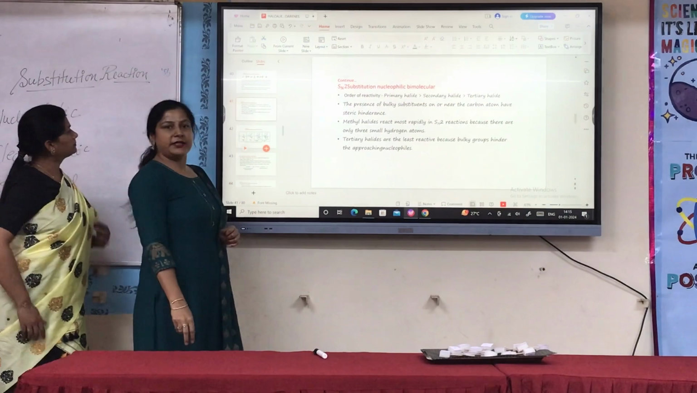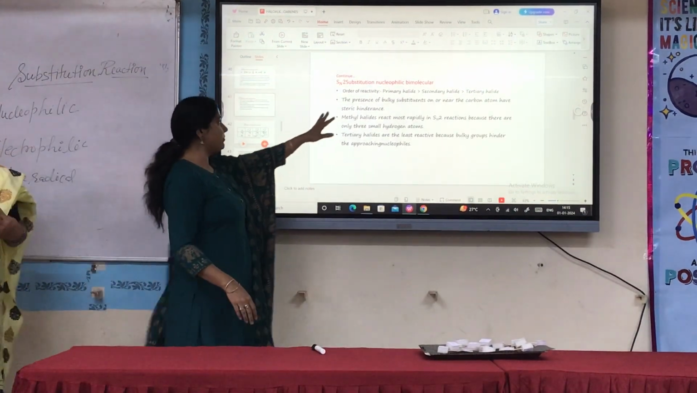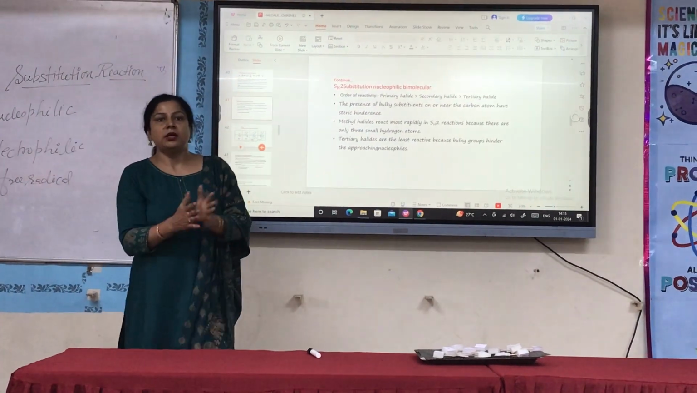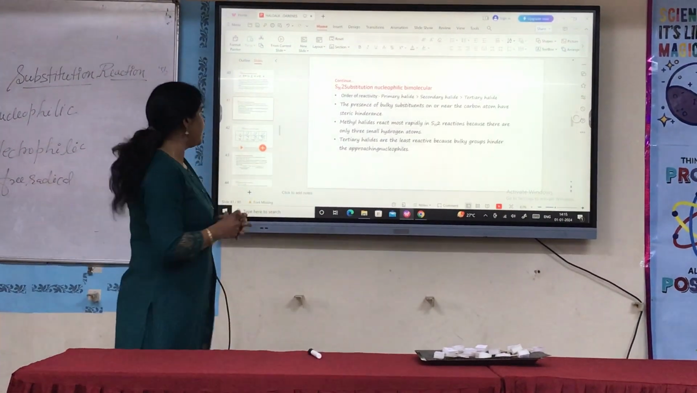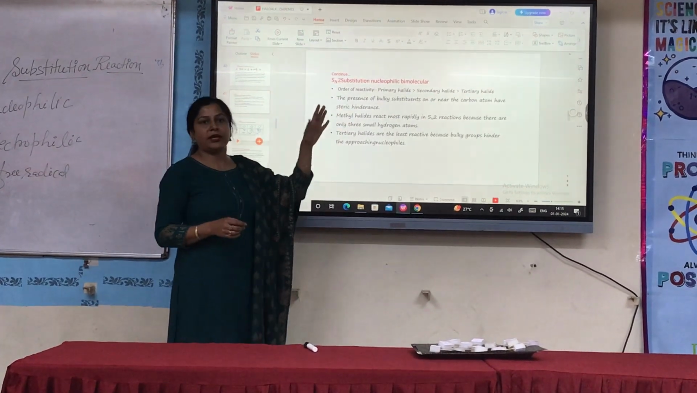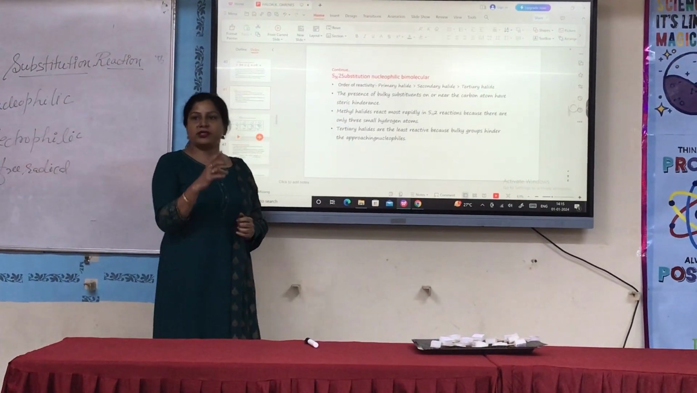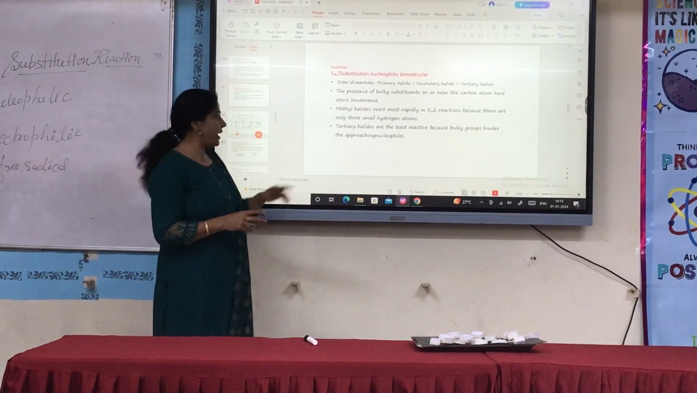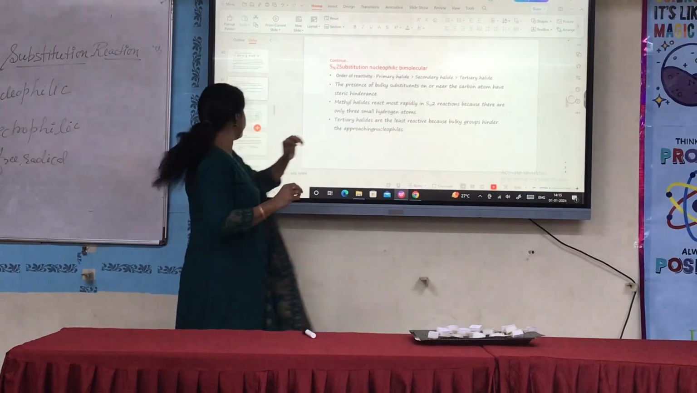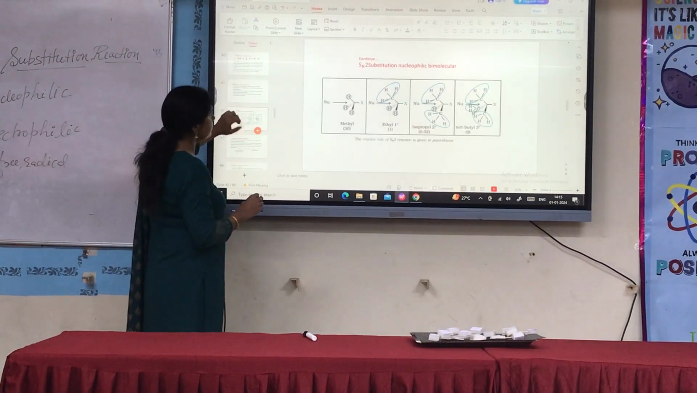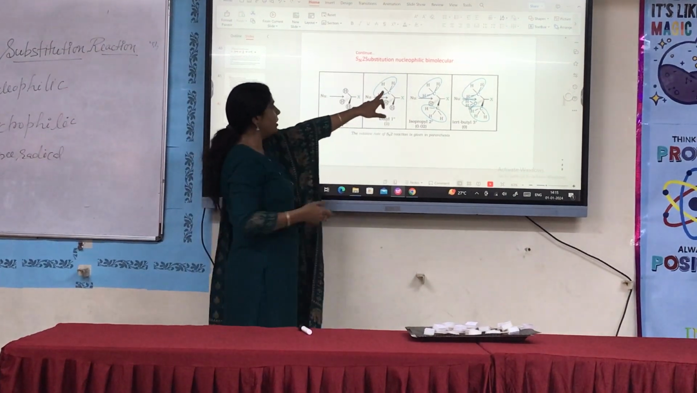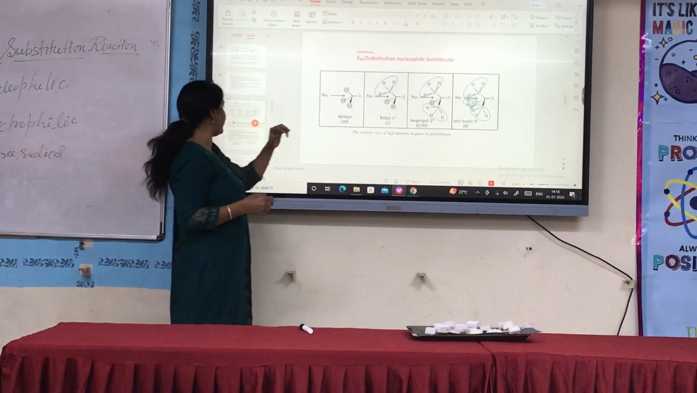Now coming to the SN2 mechanism. The order of reactivity I have taken here because that is the main part which comes in the examination. That is the reactivity order. With the SN2 mechanism, primary haloalkanes are most reactive because they have very little steric hindrance. Accordingly, secondary and tertiary halides follow. Tertiary is the least reactive. So if we increase the steric hindrance, reactivity decreases.